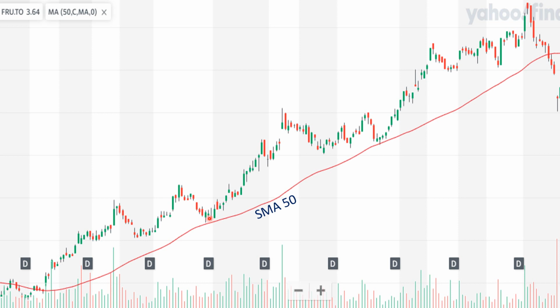So this is the very nice way to find your SMA in order to fit your price trend.